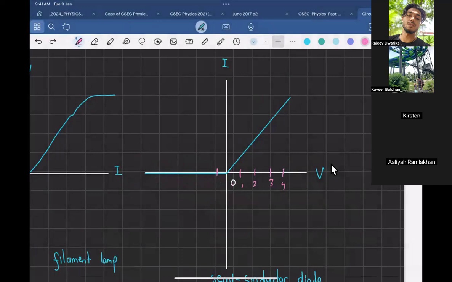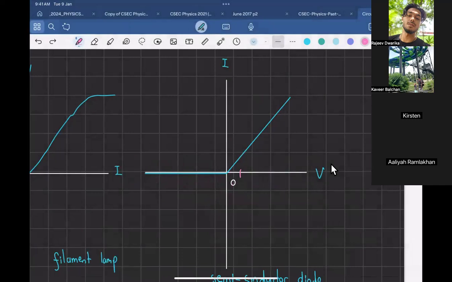No. When the voltage is positive, look how it's behaving. It's behaving well. When the voltage increases and the current increases, it's following Ohm's law. So we're going to look at what a semiconductor diode is.